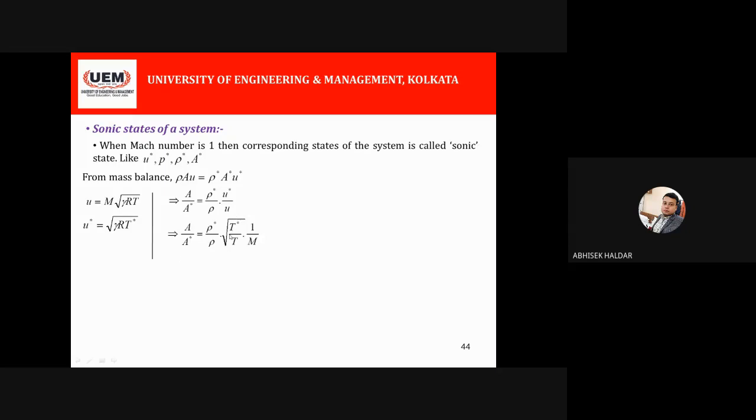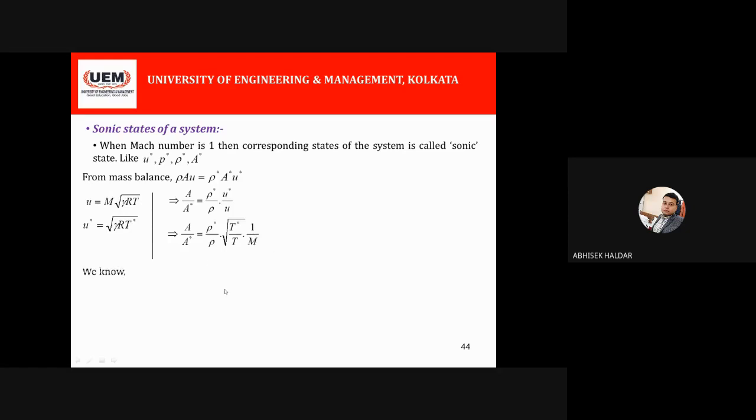Here if I put this U star by U, can I not write this equation like this? A by A star is equal to rho star by rho, I am just keeping it as it is. For U star by U, you just take the ratio of these two. Obviously you will get 1 by M. In the denominator I will have M, the Mach number, and gamma R will cancel out. So under root T star by T, and outside the root I have 1 by M.